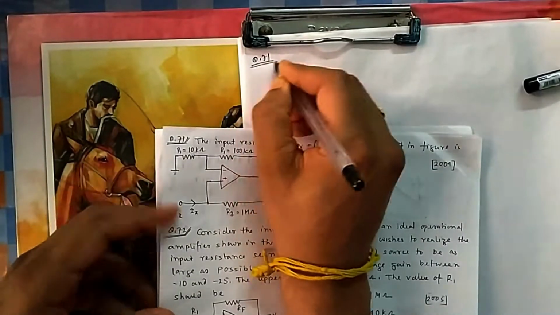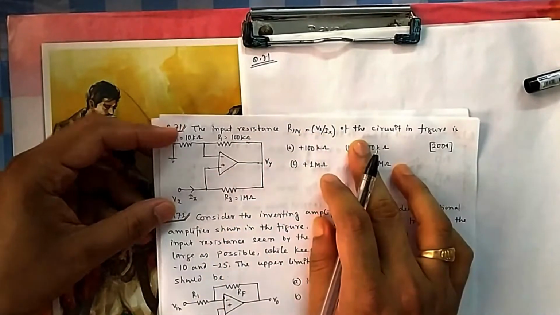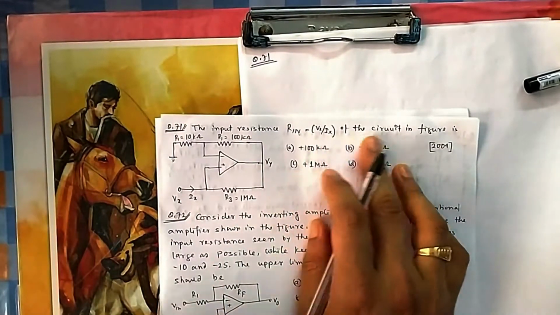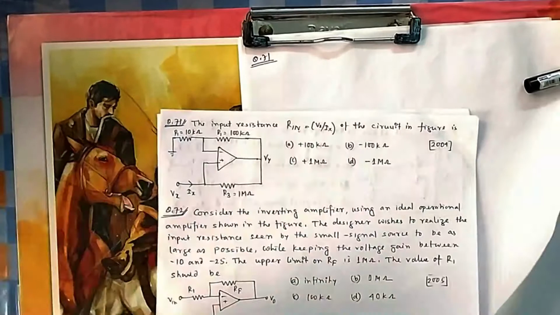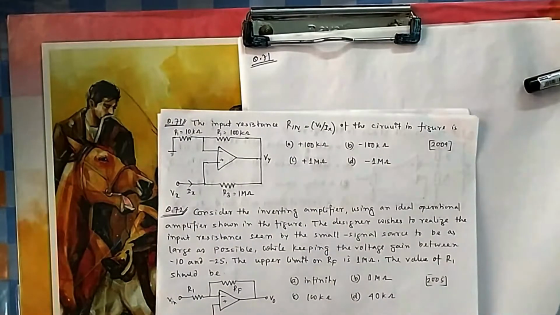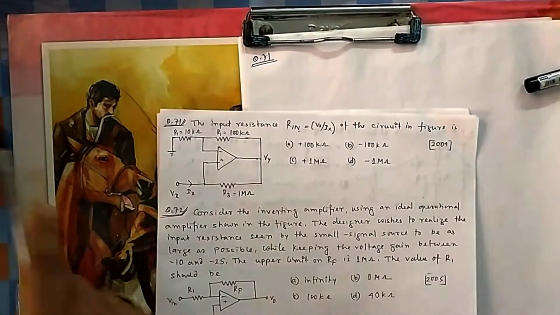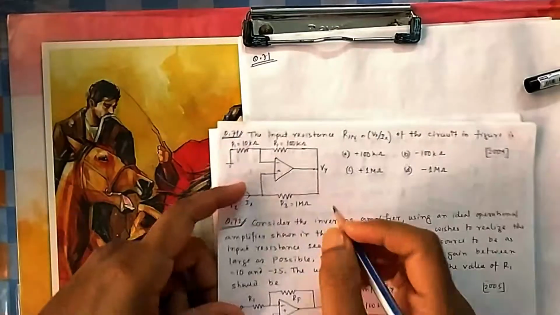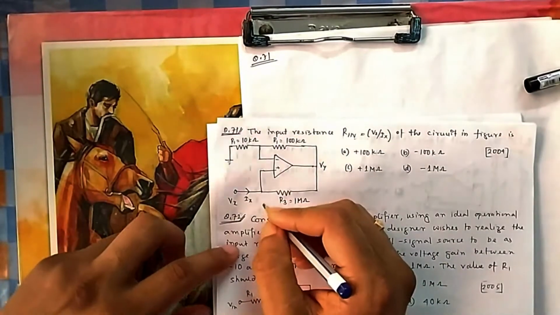In question number 71, what they are asking here is the input resistance Rin, that is Vx by Ix, of the circuit in the figure. What will be the ratio? For that, you need the value of Ix. So let us first find that.